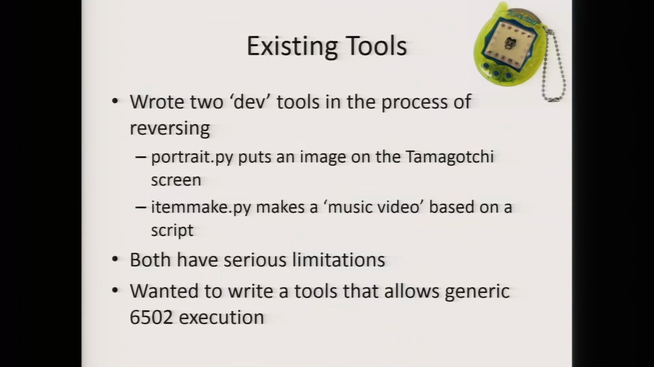So the next thing I wanted to do was make some dev tools. I already had two of them that I'd made in the process of reversing. The first one is called portrait.py, and I used that to put the image on the screen of the Tamagotchi, so that's a simple one. I also had item make, which is what I used to make the Tamagotchi music videos.